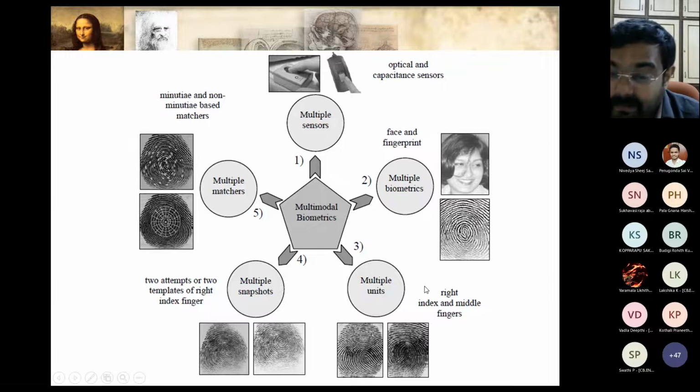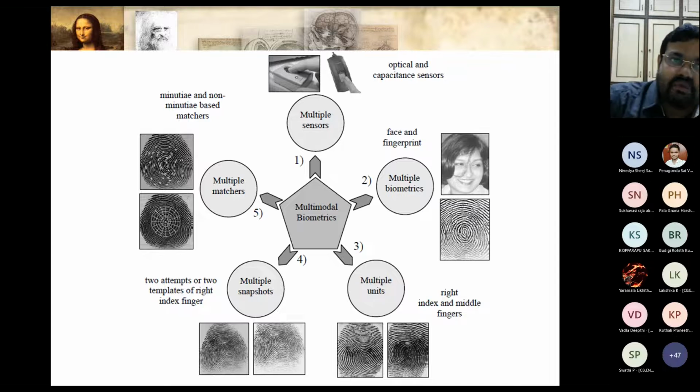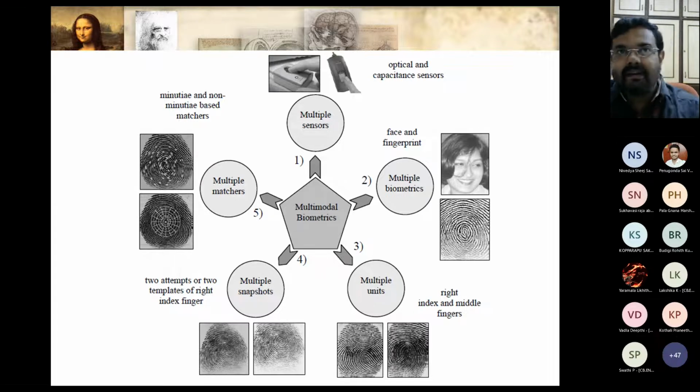You can also have multiple units of biometrics. Right index finger and middle finger. Left thumb and right thumb. If you go for a US visa interview, they take all the 10 fingers. That is multiple units. They take 10 fingers for the biometric in the US embassy. Not one, but 10.